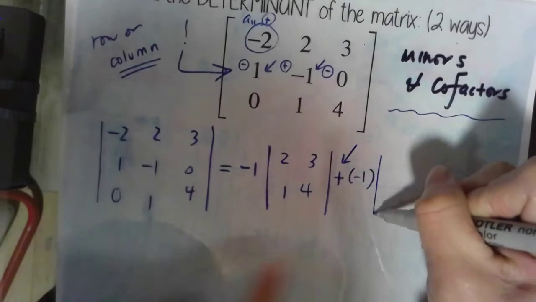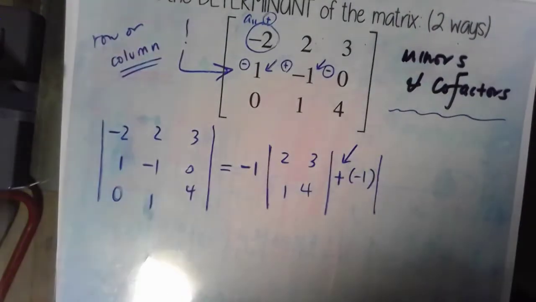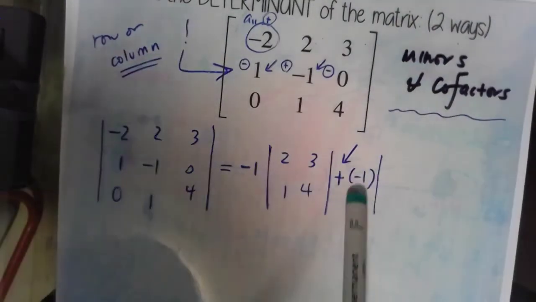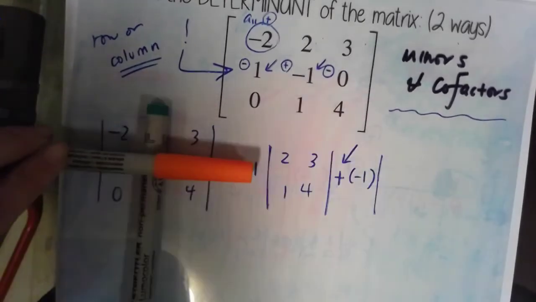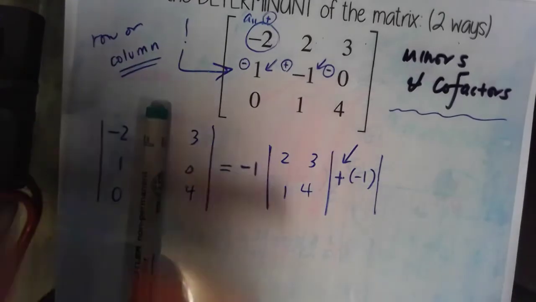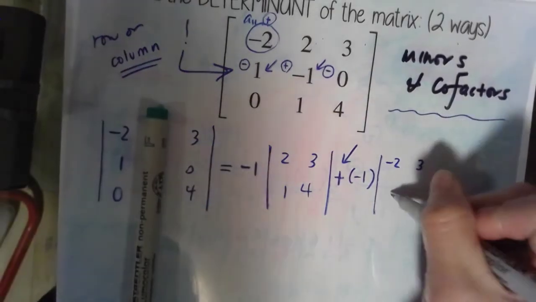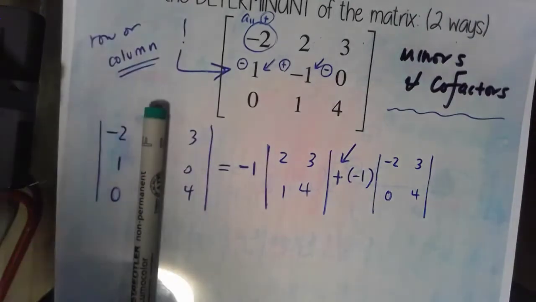And the minor of that guy, I'm going to use this marker to mark that. I'm going to cover up every row and column that contains the negative 1. So it's this guy and this guy. And what are you left with? 2, 3, 0, 4 is right. So it's negative 2, 3, 0, 4 is my next minor.